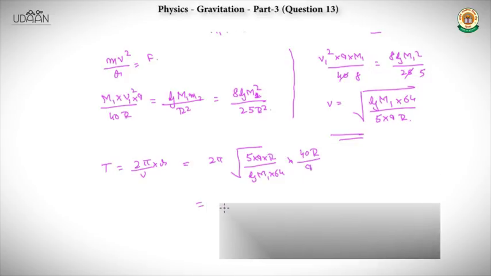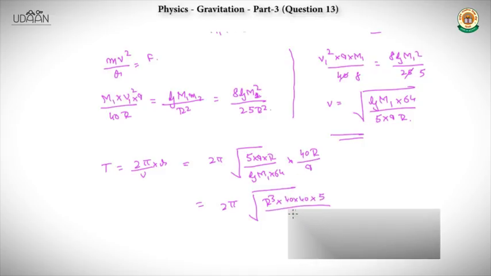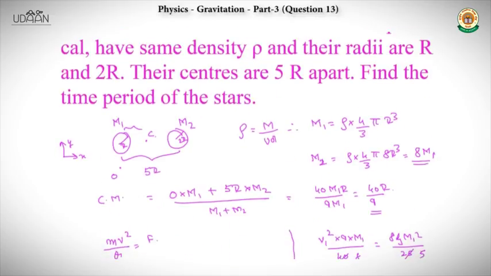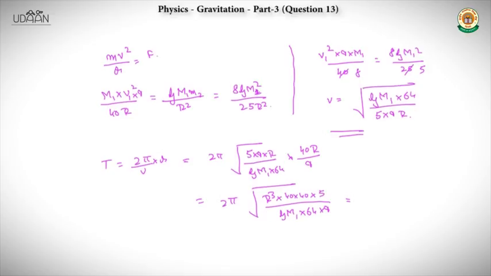So therefore finally we get 2 pi into under root 40, here this 9 would get cancelled off, r cube into 40 into 40 into 5 upon G m1 into 64 into 9. Right. So finally everything gets cancelled, and here again we have to change the unit, you have to change this m into 4 upon 3 pi r cube. Because the answer has to be given in terms of r and rho and G, not in terms of m1. Exactly. So the variables that you have been given in the question, always use them for answering the question.